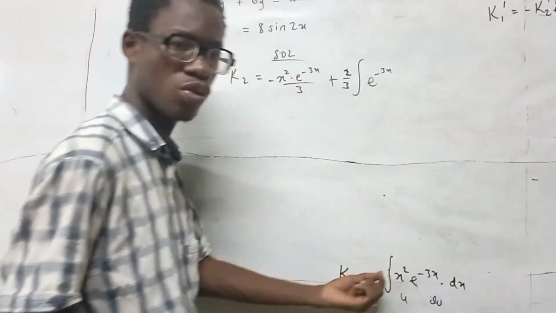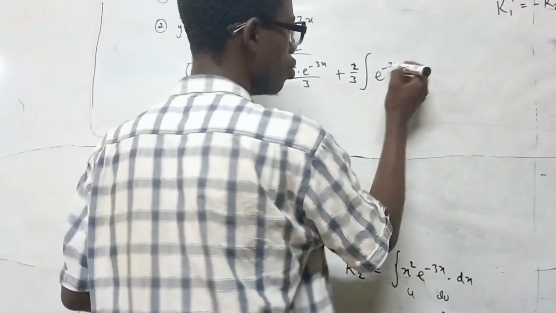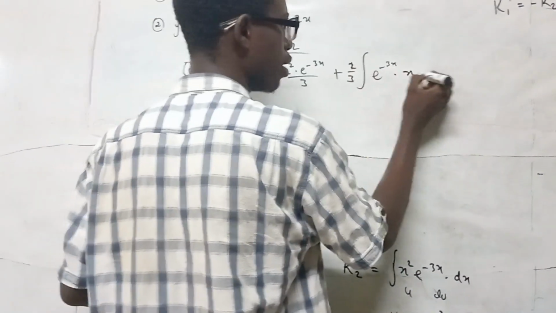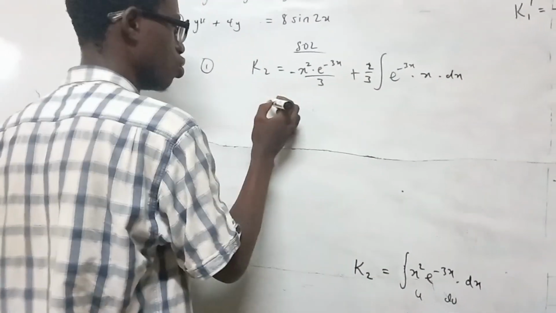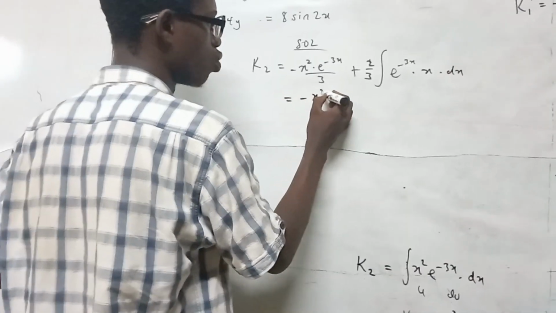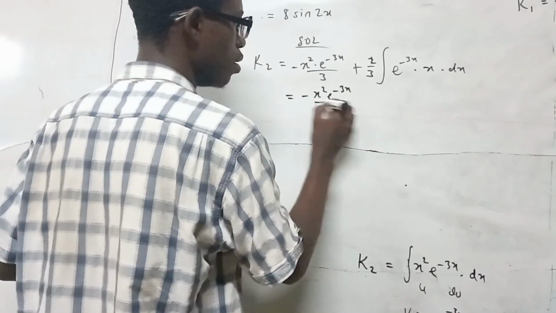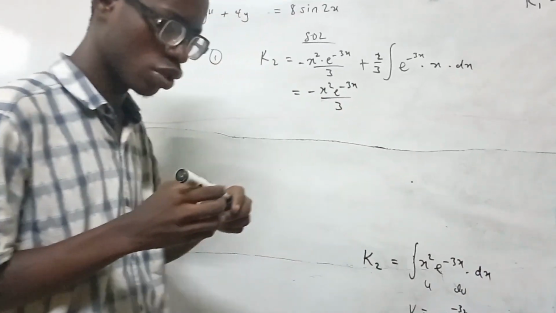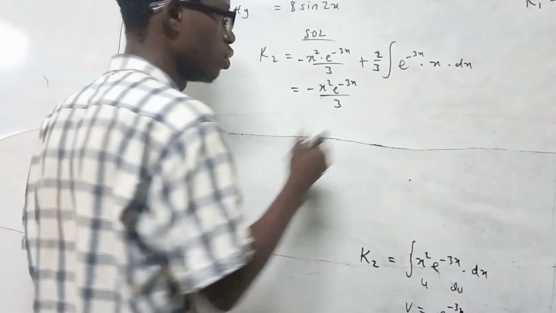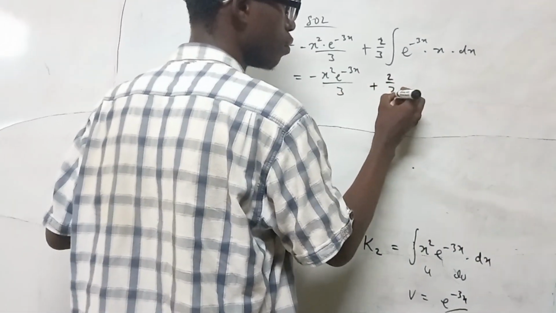If u equals x squared, du equals 2x dx. So that's good, 2x dx. So it's also equal to minus x squared e to the minus 3x. Please, this is just integration by parts. You can watch those videos on it if you can't follow along.